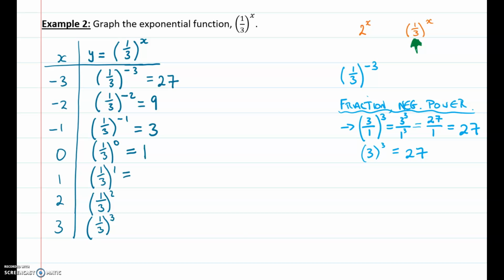From the last example that we've done, you should know that anything to the power of 0 is just 1. 1/3 to the power of 1 is 1/3. Anything to the power of 1 is just that same thing itself. 1/3 squared: square the top and square the bottom. 1 squared is 1, 3 squared is 9. 1/3 cubed: cube the top, cube the bottom. 1 cubed is 1, 3 cubed is 27. So now we've got our points. Okay, these are our points here.